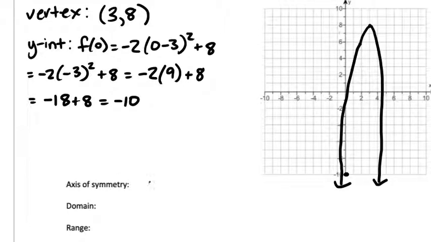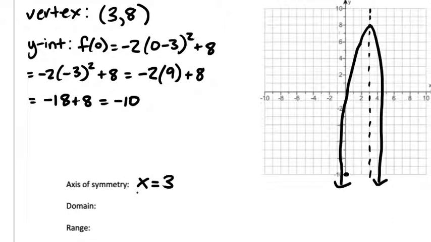Now, the other thing on the homework is they're going to have you fill in the axis of symmetry, the domain, and the range. Now, the axis of symmetry is always a vertical line that goes through the vertex. So it's going to be this dotted line here. My graph is obviously not very good because it's supposed to be symmetric around that line. And the line always has the equation x equals whatever the x-coordinate of the vertex is. So this one is x equals 3.